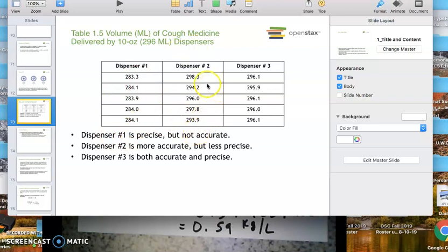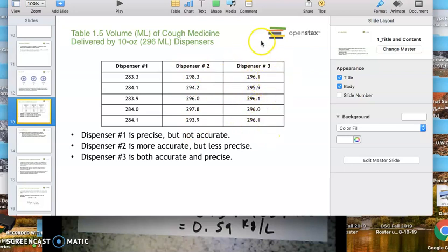Dispenser 2 here is more accurate than dispenser 1, okay? But the numbers are sort of everywhere. See, 293, 289, I'm sorry, 298, 296. So the numbers are moving around a lot, and so definitely not precise, but more accurate than number 1. So you have some values here that are 296 exactly. So that's an accurate value there, but the precision is not there.